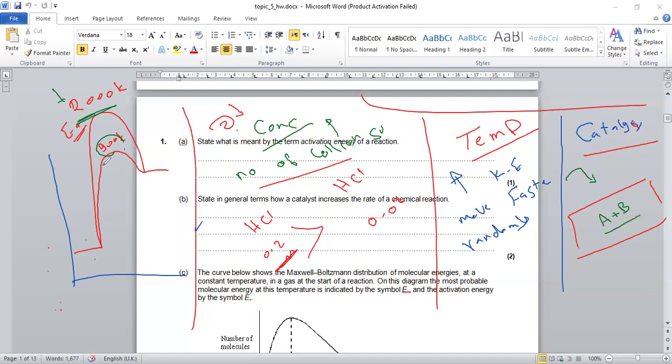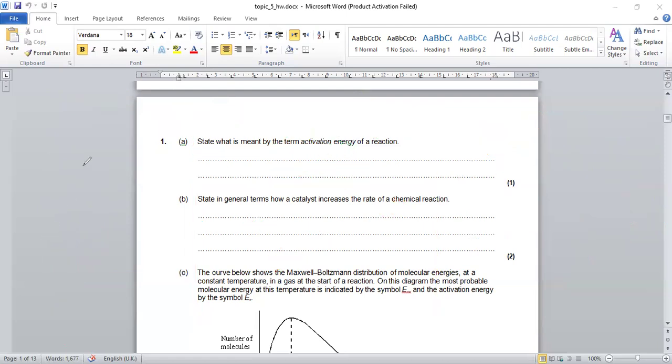So the activation energy curve when using a catalyst will be lower than the curve without using a catalyst. Again, what is the role of the catalyst? The catalyst lowers the activation energy needed by the reactant molecules, so that makes a higher rate of chemical reaction. So part B, what is the answer?